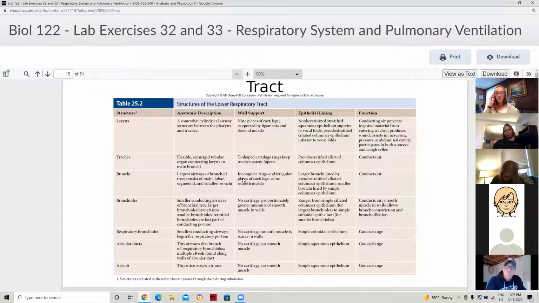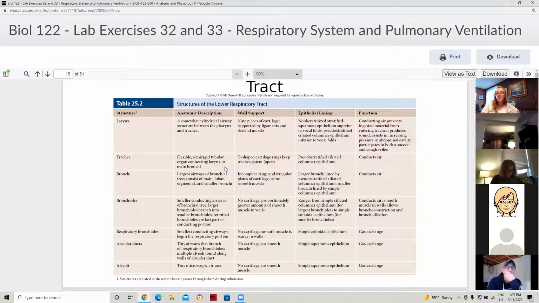Different structures. So the larynx, I'm just reading some of the information that I think is more important than others. The larynx functions in conducting air and prevents ingested material from entering the trachea. So this is where your epiglottis is. And it's going to produce sound and assist in increasing the pressure in the abdominal cavity for when you sneeze or cough.